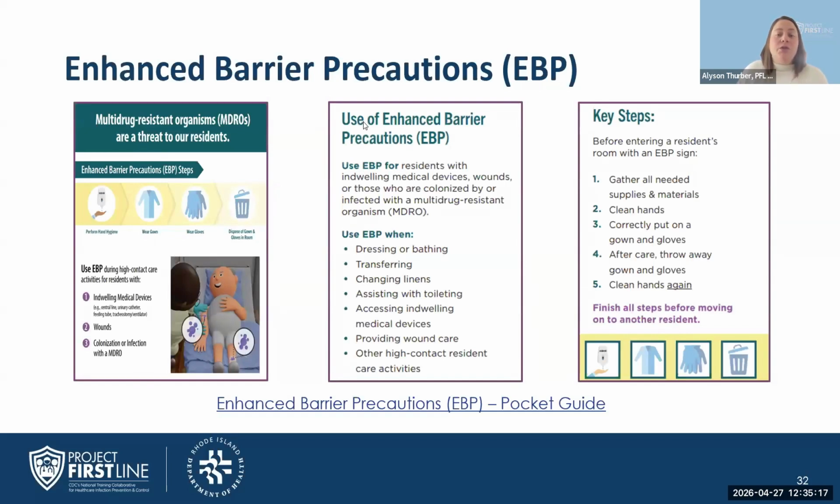So these images on the screen in front of you are taken directly from the CDC Enhanced Barrier Precaution Pocket Guide. This is a really great resource. I'll have Kelly share the link in the chat with you. It's a small little pocket guide that you can put in your scrub pocket, wherever you want. Pull it out whenever you need to. It's a reminder and a reference to enhanced barrier precautions, and it includes when to use it, what PPE to use, and key steps to implementing it correctly in your facility. All the need to knows.